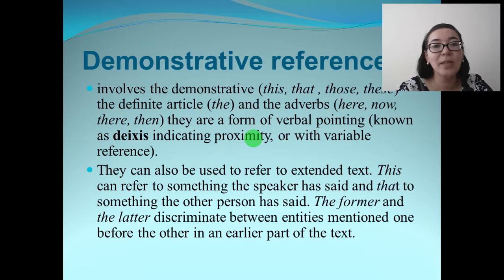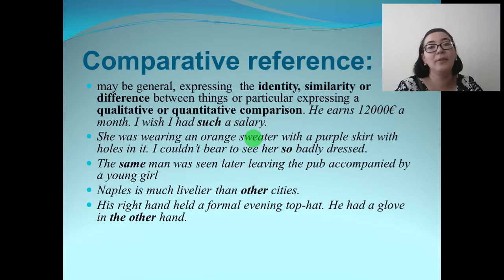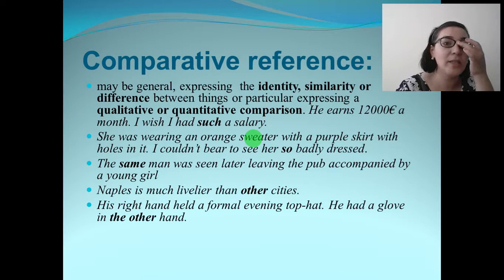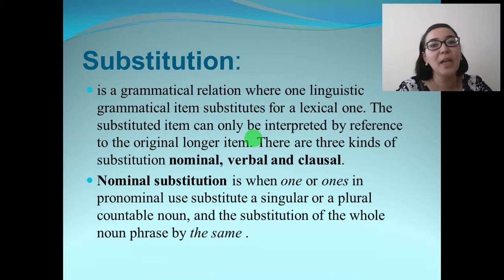These can refer to something the speaker has said just before and something the other person has said. The former and the latter discriminate between entities mentioned one before the other in an earlier part of the text. Comparative reference may be general, expressing identity, similarity, or difference between things, or particular, expressing qualitative or quantitative comparison. Such, so, the same, the other: they are comparative references.